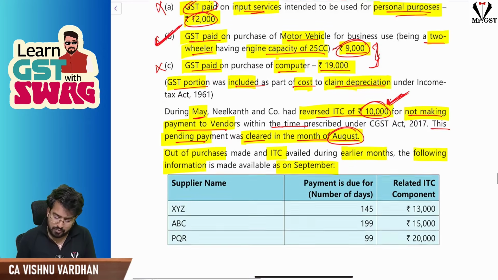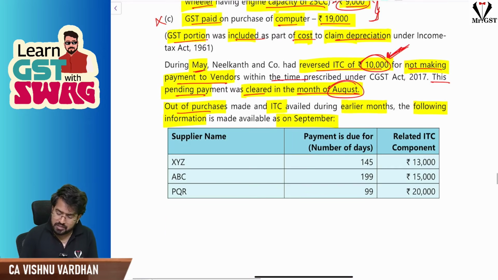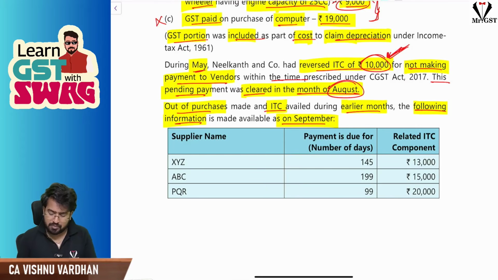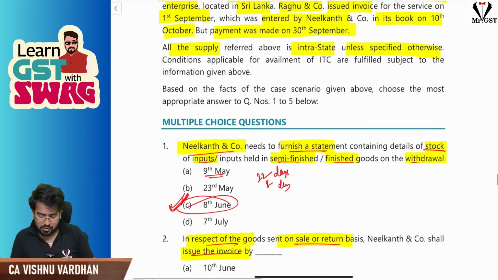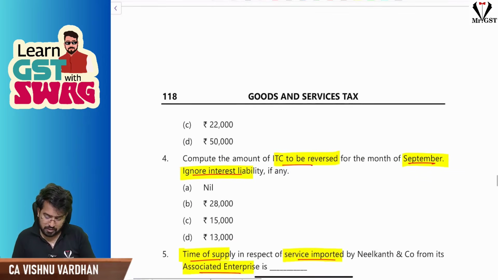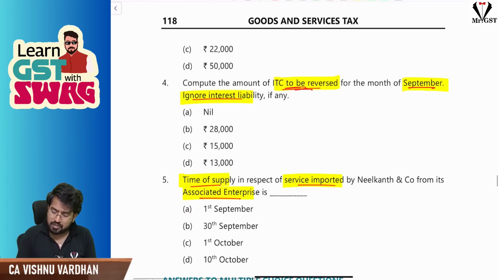Okay. Next, out of the purchases, ITC for earlier months, the following information is given as on September. ITC availed during the earlier months from suppliers XYZ, ABC, PQR. Payment is pending for 145 days, 199 days, 99 days. So it is more than 180 days outstanding for one of them. So you have to reverse ITC of 15,000. ITC to be reversed in the month of September is 15,000.